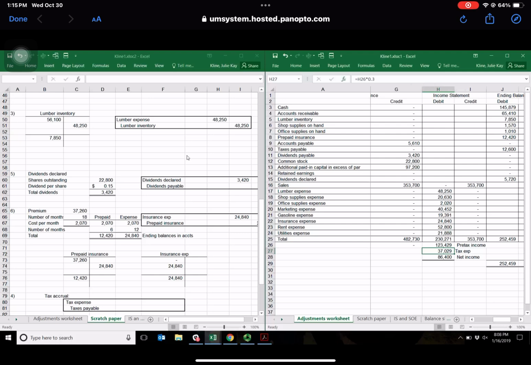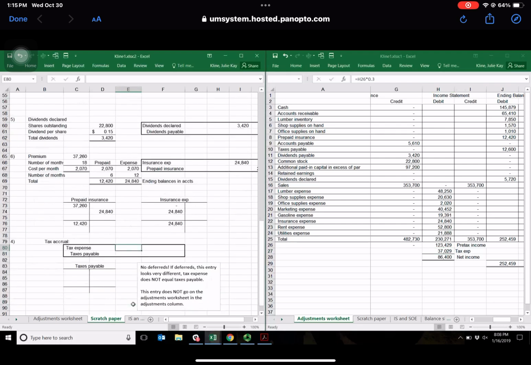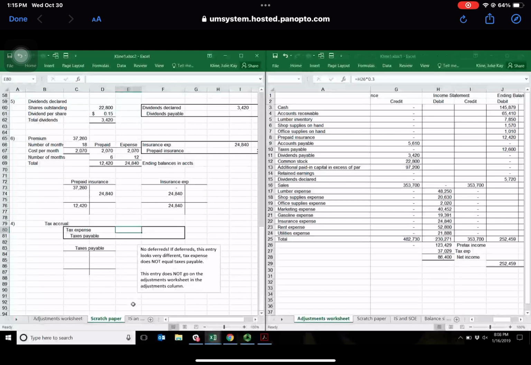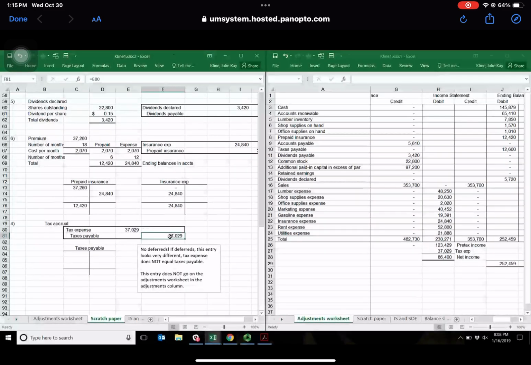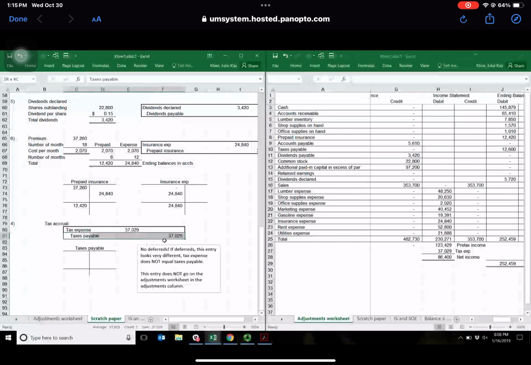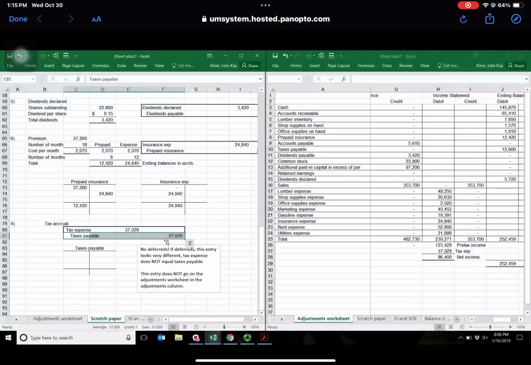Tax expense is always an income statement number, and it can come from pre-tax income times your tax rate. So tax expense is 37,029, and in this problem we have no deferreds, which is a note I made right here. If there are deferreds, this entry will look very different. Taxes payable is not the same as tax expense because we aren't going to owe the same money to the government. So just something to remember as we go into 2002 and 2003 projects.